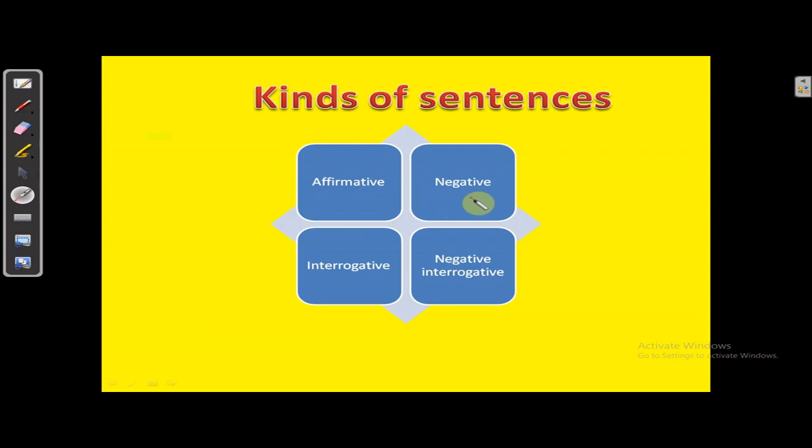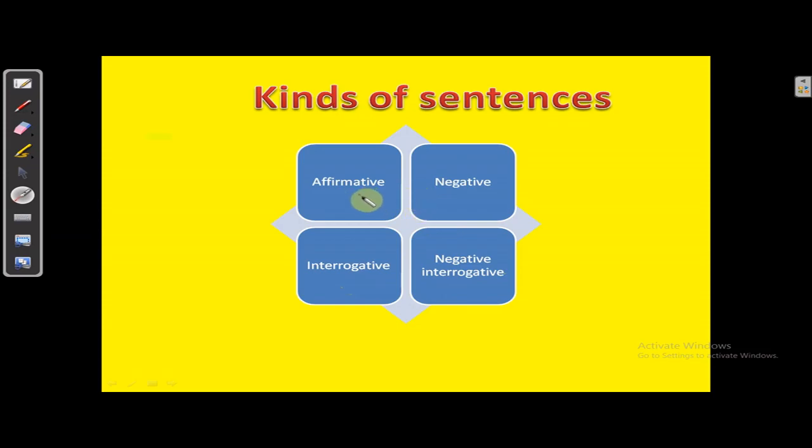Okay, then definitely there would be a negative word, no, never, or something like that would be there for sure. But we need to see the structures very clearly. Okay, then interrogative when we ask a question, negative interrogative when we say no as well as we are asking a question. So what's the difference between these two sentences and these two sentences?